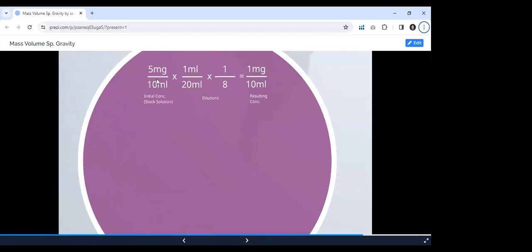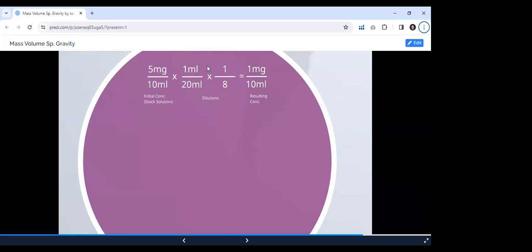So how is it working? First of all, we have the initial concentration or stock solution. That says it has 5 mg in 10 ml. Then there are these dilution factors. We will see the question in a moment. If they say that out of this solution, we take 1 ml and dilute it into 20 ml. Then again, we take 1 into 8. This is a factor actually. Sometimes they say, okay, dilute it 1 by 8. So we can use both of these things.